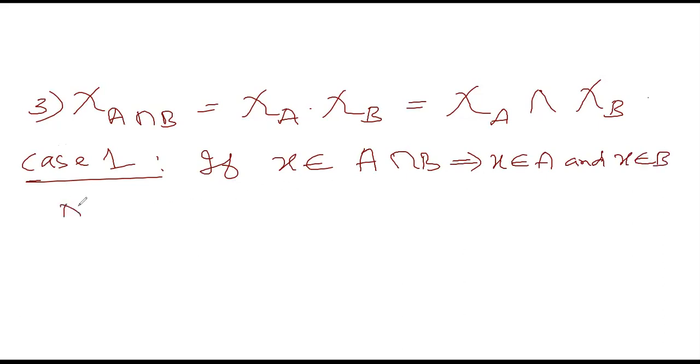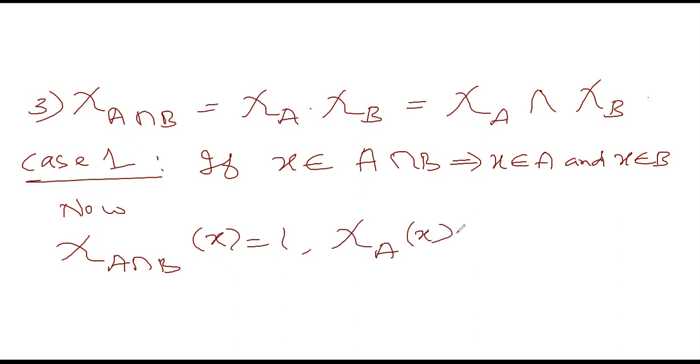So now let's find the values. What's chi A intersection B of X? It's equal to 1. And what's chi A of X into chi B of X? Since X is in A as well as in B, both the values are equal to 1, so it's 1 into 1, which is equal to 1. So thus chi A intersection B of X is equal to chi A of X into chi B of X.